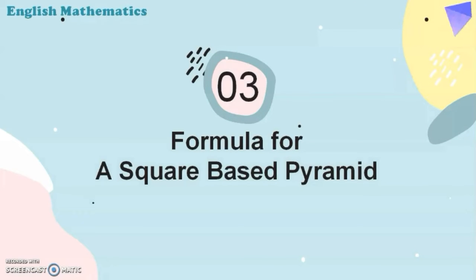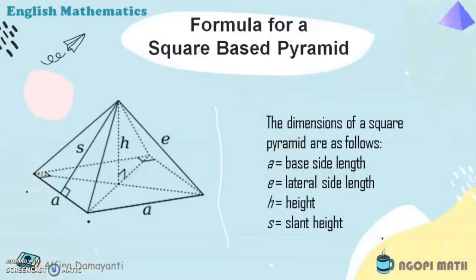Third, formula of square-based pyramid. There are formulas for calculating the base area, volume, and surface area of square pyramids. First, study that picture and look closely at how each dimension is labeled. The dimensions of a square pyramid are as follows: A is base side length, E lateral side length, H height, and S slant height.